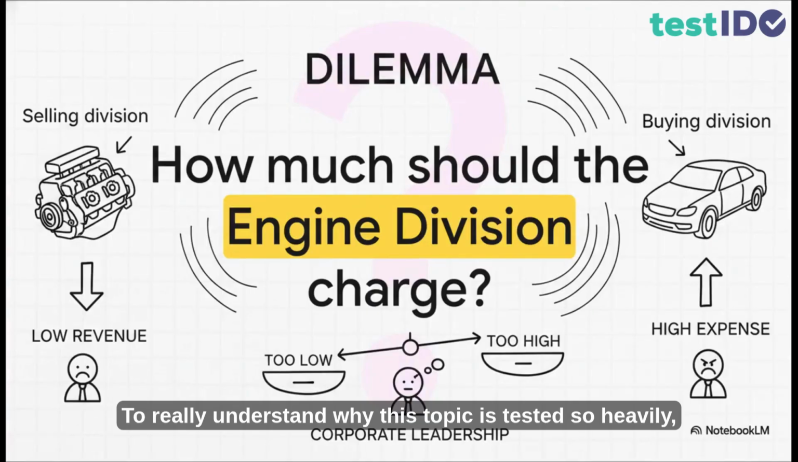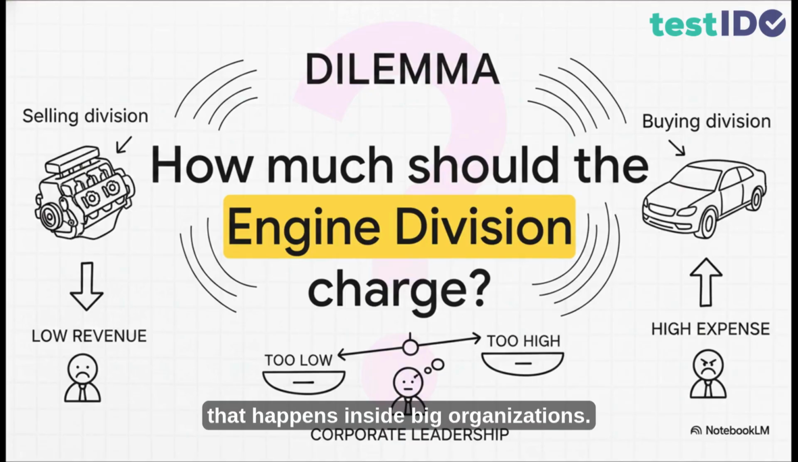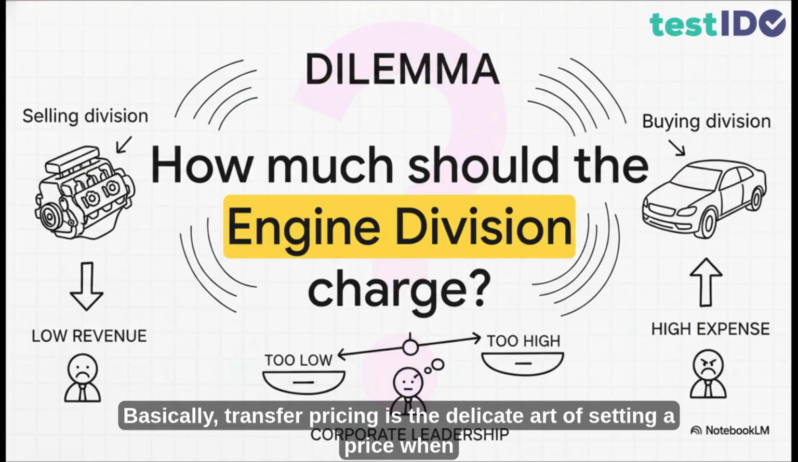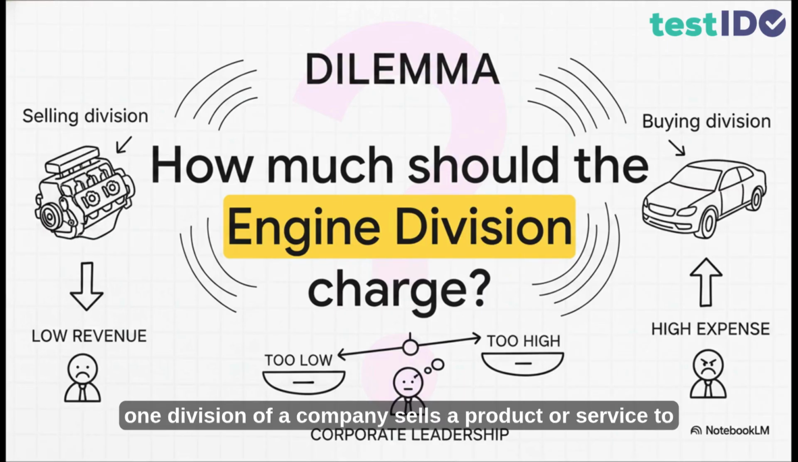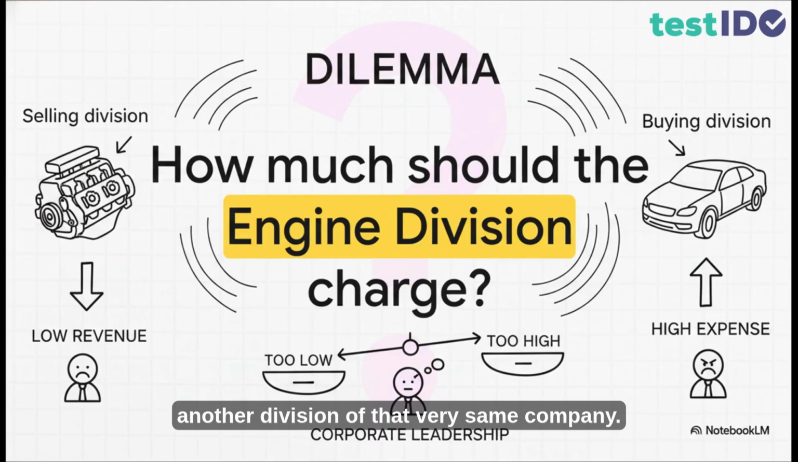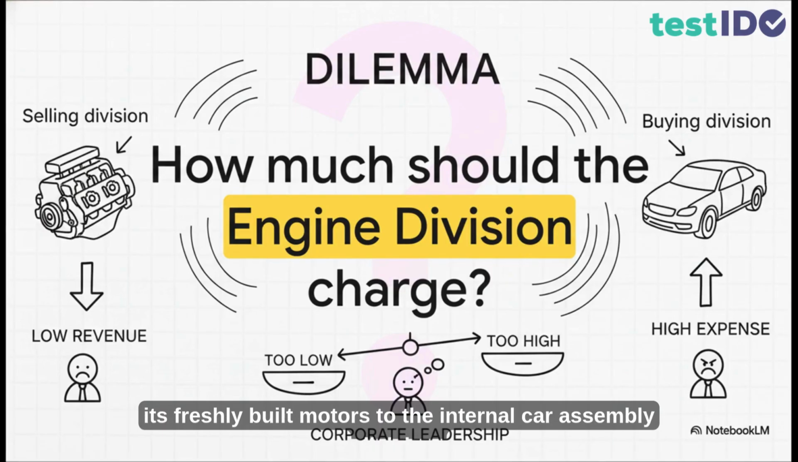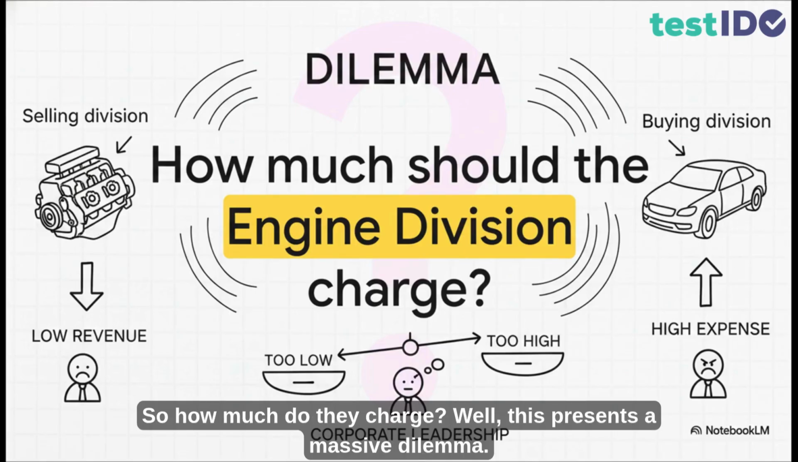To really understand why this topic is tested so heavily, you have to look at the massive internal tug-of-war that happens inside big organizations. Basically, transfer pricing is the delicate art of setting a price when one division of a company sells a product or service to another division of that very same company. Think about it like an internal engine division selling its freshly built motors to the internal car assembly division. So, how much should they charge? Well, this presents a massive dilemma.